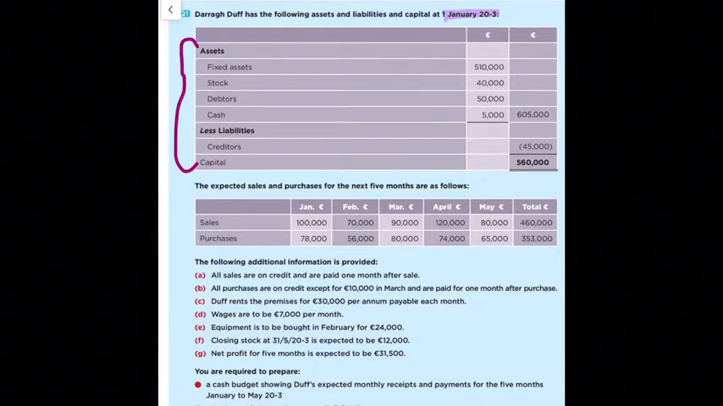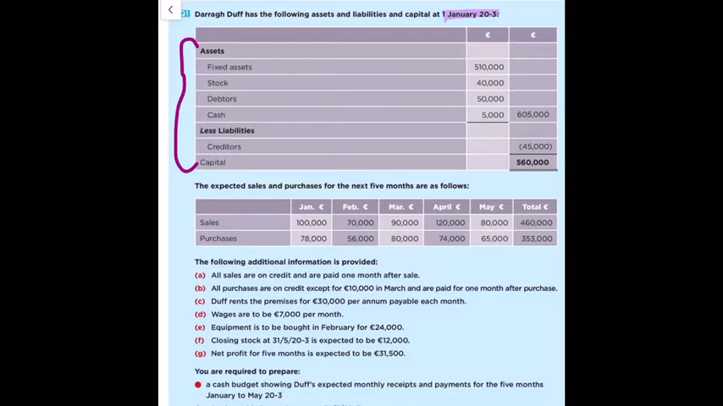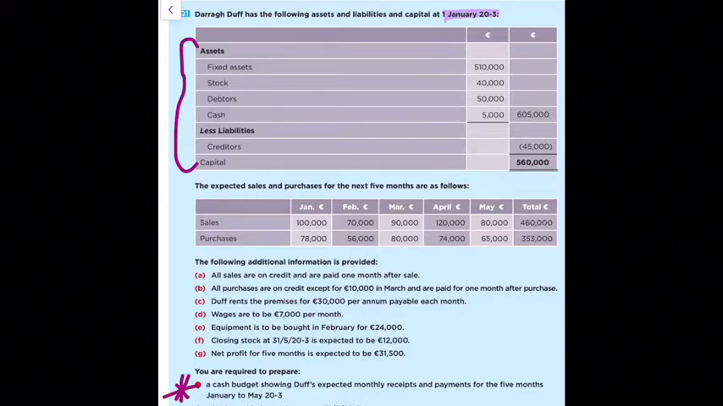We've got fixed assets, stock, debtors, and cash in the assets section. We also have creditors in the liability section, which gives us a capital then of €560,000. Now I just wanted you to look down here at the bottom and see what we are actually asked to do. We're asked to do a cash budget showing Duff's expected monthly receipts and payments for the 5 months, January to May. And then we're also asked to do a budgeted balance sheet.